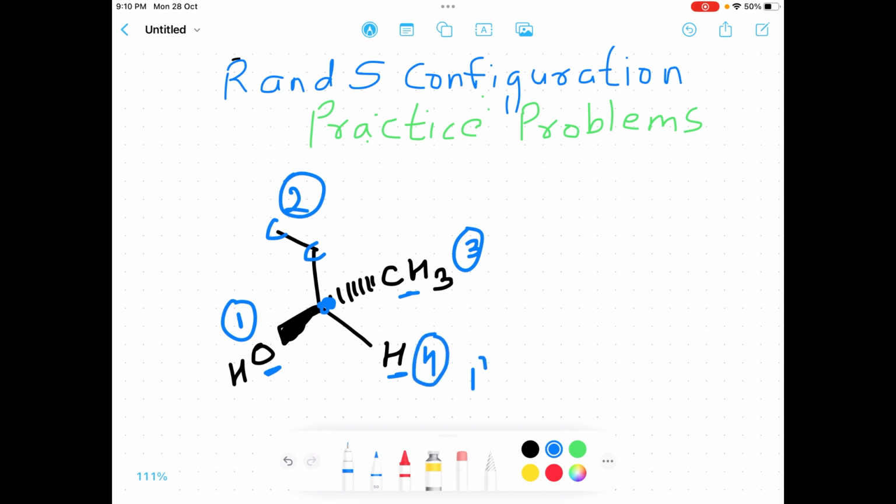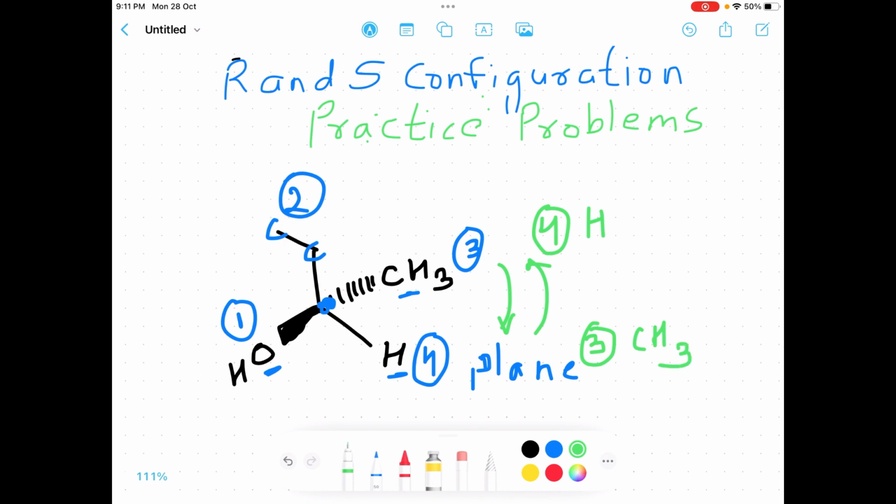But here you can see that the lowest priority group is in plane, so now we have to go with the swap method. Whenever we swap the groups, you have to remember that the configuration we get is the reverse of the original configuration. So after swapping, you see that number 4 is now on the back and number 3 is in plane. That means that now you have hydrogen on the back and CH3 in plane. And now if I see the sequence of the groups, we have 1, 2 and 3, with 4 on the back. So basically this is going clockwise.